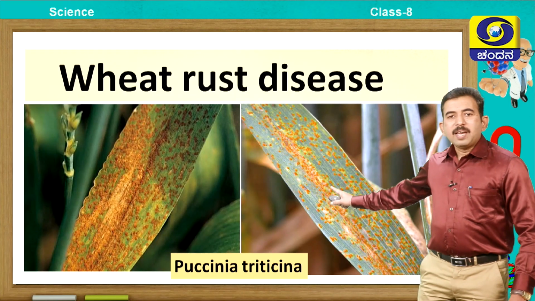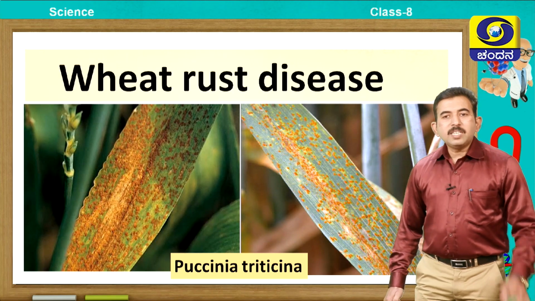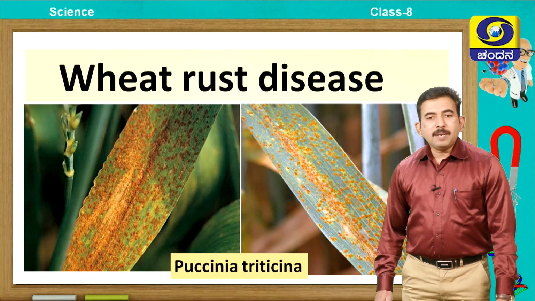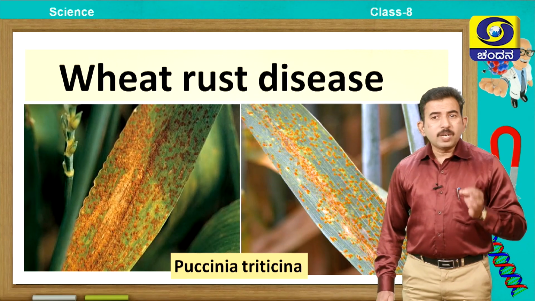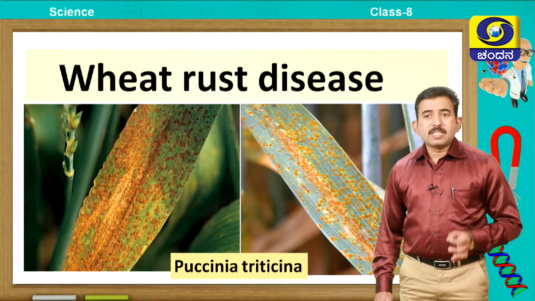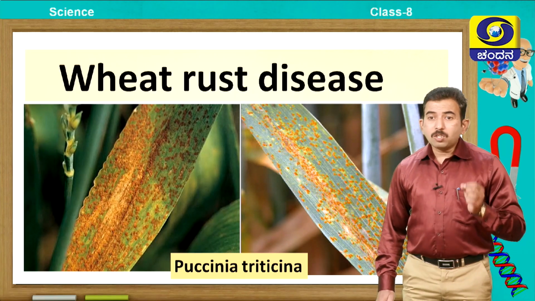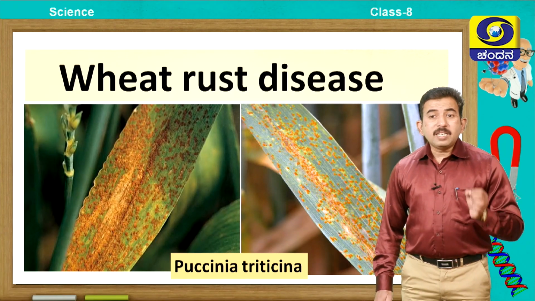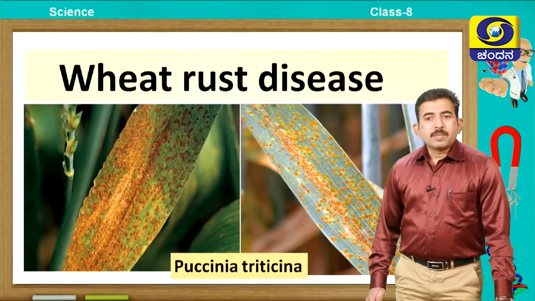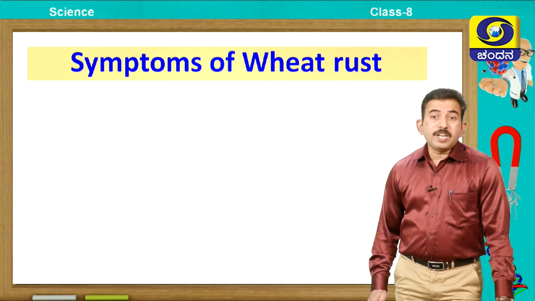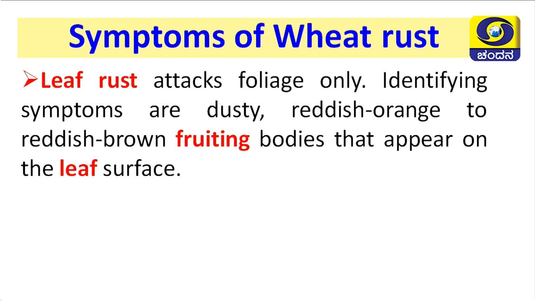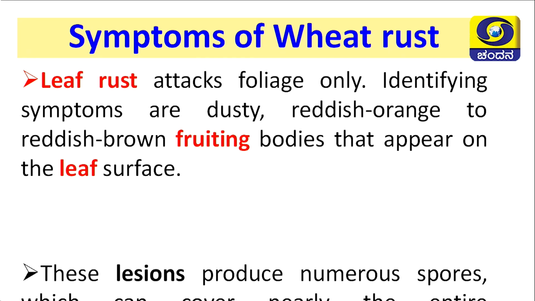Second disease is wheat rust disease. This disease is caused by the fungus Puccinia triticina. Students, this fungus mainly affects the leaf of a wheat plant and also causes a decrease in crop yield. Let us see what the main symptoms of wheat rust disease are. Leaf rust attacks foliage only. Identifying symptoms are dusty, reddish orange to reddish brown fruiting bodies that appear on the leaf surface.